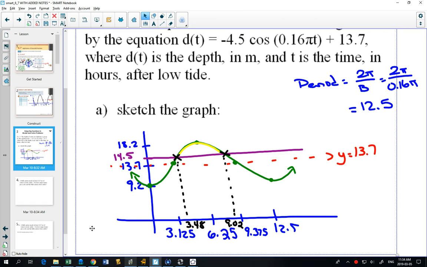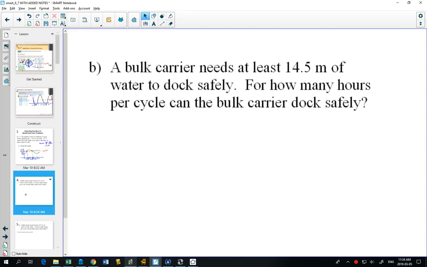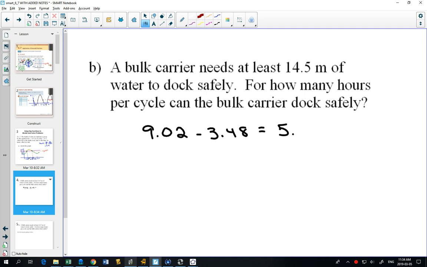So for part B, for how many hours? If we go 9.02 minus 3.48, it's safe for 5.54 hours.